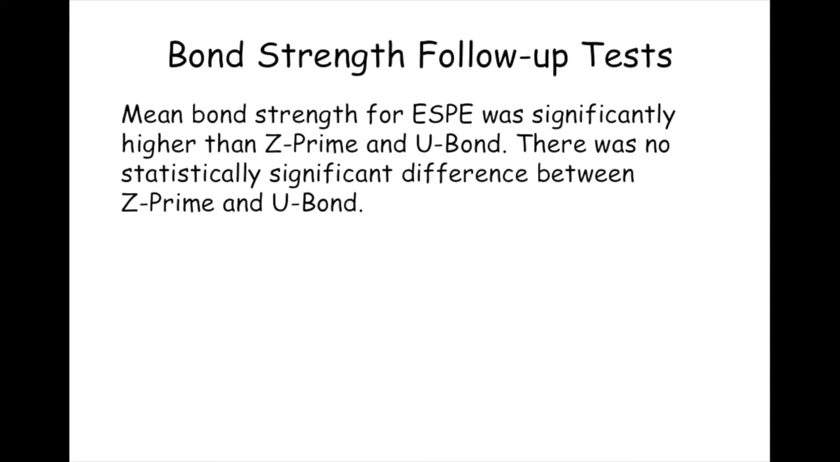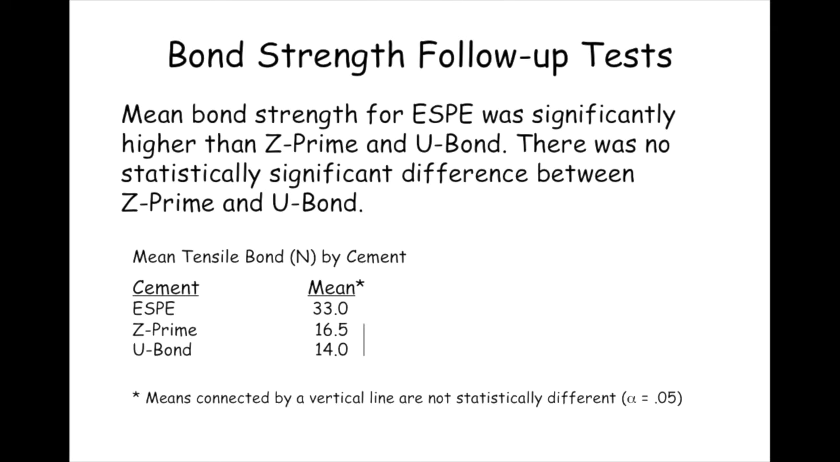Suppose that follow-up test results indicate that bond strength for sp is significantly higher than Z' and U bond, and that there is no statistically significant difference between Z' and U bond. It is also common to see these results reported in a table like this, with a notation indicating which means are not different. Let's return to the example of cost of treatment by geographic region.